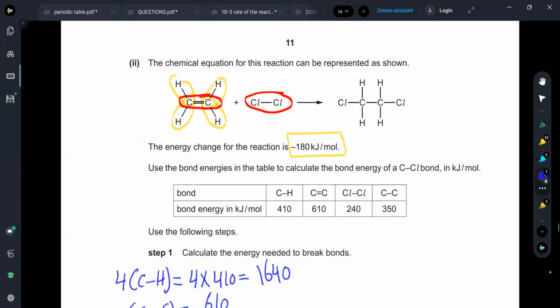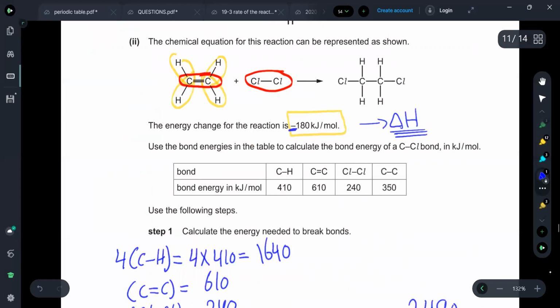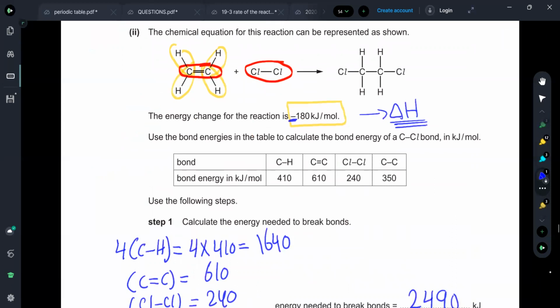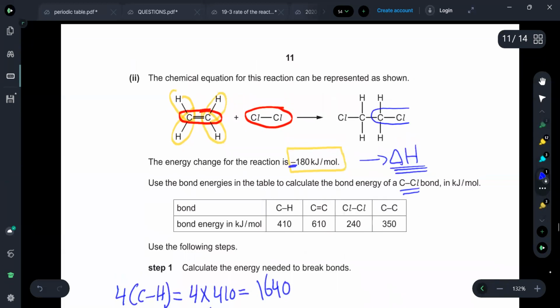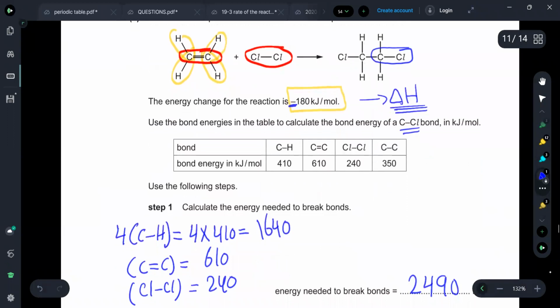The energy for the reaction is minus 180 kilojoule per mole. This is the delta H already given in the equation, with a negative sign. Take care with the negative sign. Use the bond energy in the table to calculate the bond energy of C-Cl. You don't have the value of C-Cl. Use the following steps to calculate the energy needed to break bonds.